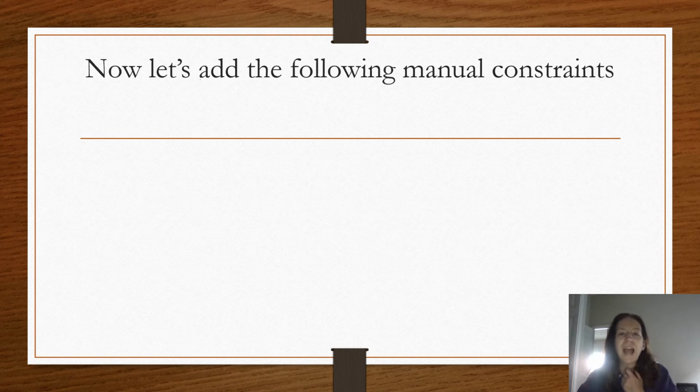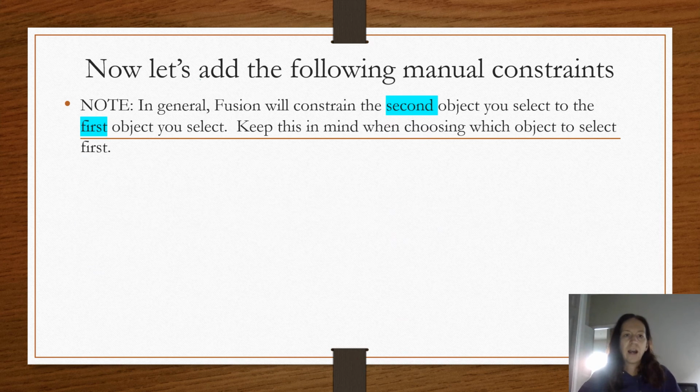Okay, so now we're going to add the following manual constraints. So we are going to put constraints onto this particular sketch. Note, in general, Fusion will constrain the second object you select to the first object you select. Keep this in mind when choosing which object to select first.